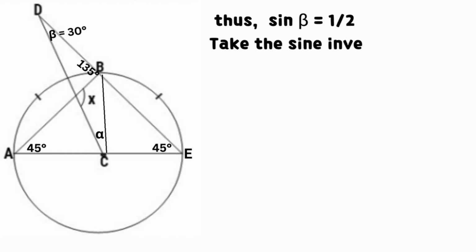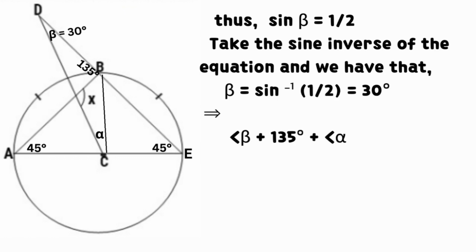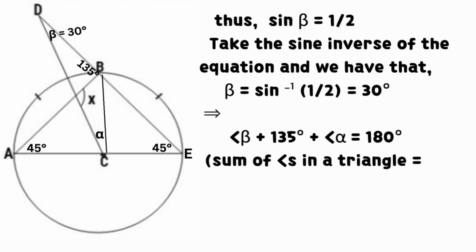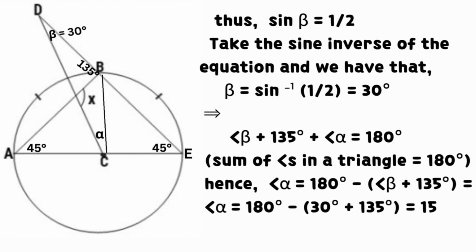Take the sine inverse of the equation, and we have that beta equals 30 degrees. It implies that the sum of angle beta, 135 degrees, and angle alpha equals 180 degrees. It is because the sum of angles in a triangle equals 180 degrees. Hence, angle alpha equals 15 degrees.